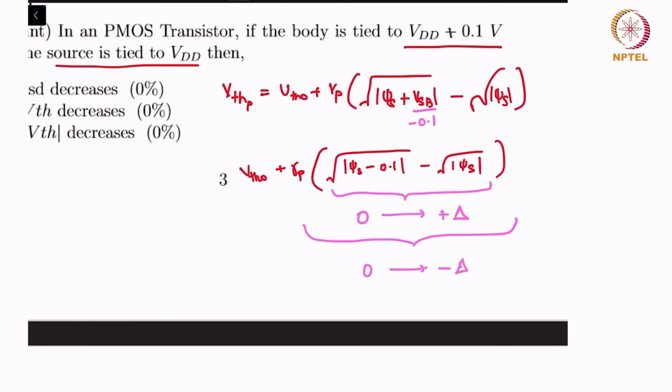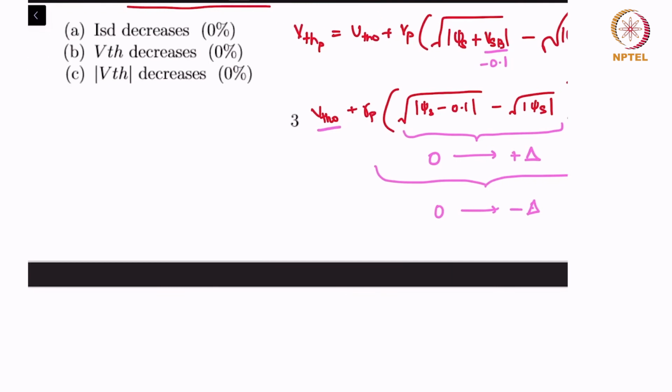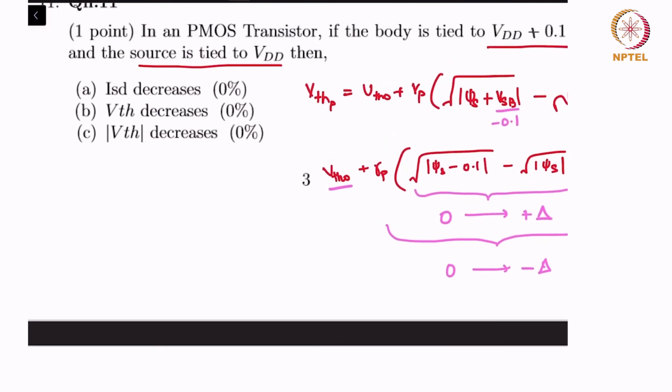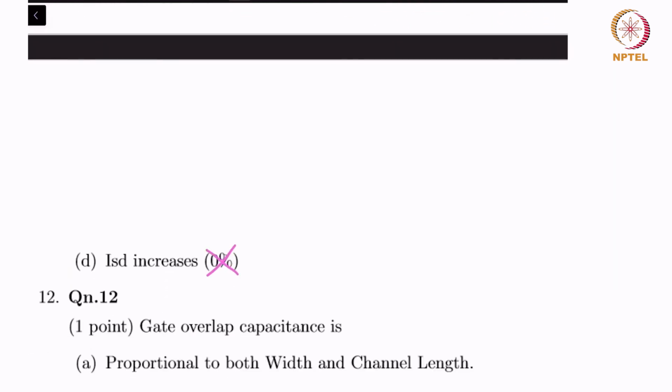So this whole thing is now some negative number, and VTH naught is negative. You're adding two negative numbers, so it becomes even more negative. Therefore, the answer is VTH naught decreases, but actually mod VTH increases. So this is wrong, and this is correct. Now, if VTH decreases for a PMOS, the source to drain current decreases. So this is correct, and this is wrong.